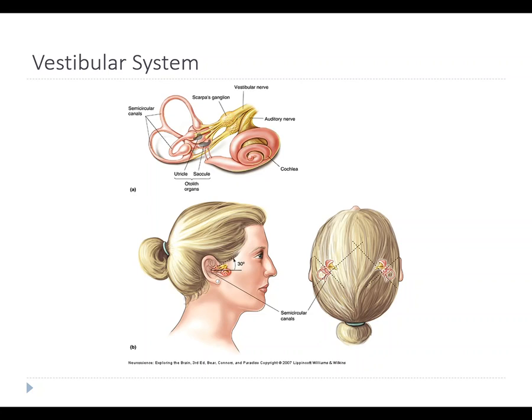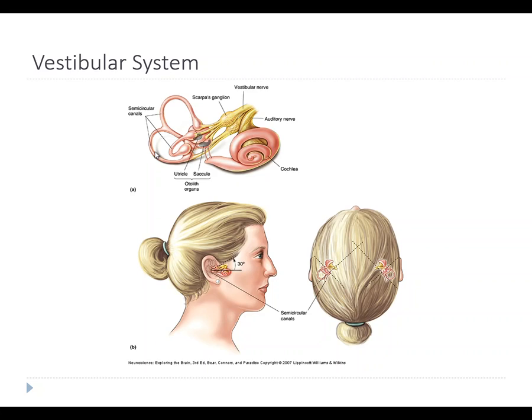Alright, now let's talk about the vestibular system. So this is the system that detects mainly your position, the position of your head in space, and the movement of your head as well. And it does that by using this organ, or this group of organs, called the vestibular labyrinth.